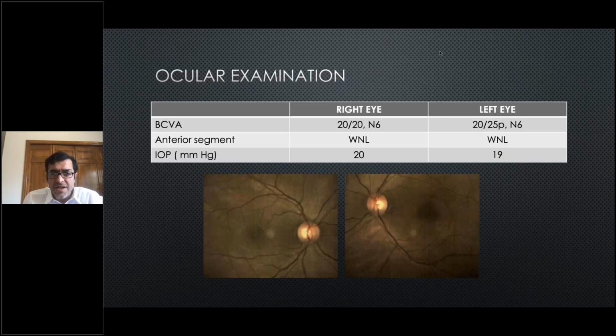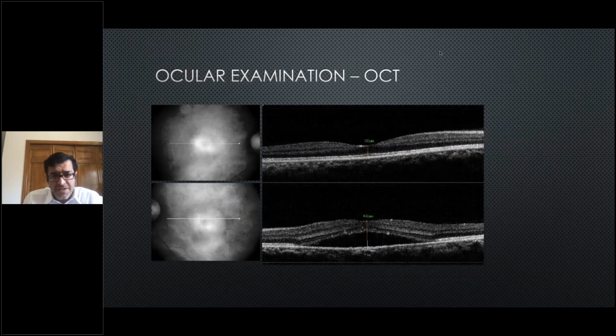His right eye is 20/20 and left eye is 20/25. You can see a faint subretinal fluid area right in the center, which is almost more than 1.5 to 2 disc diameter area. This is a picture on OCT. The right eye has a normal foveal contour.